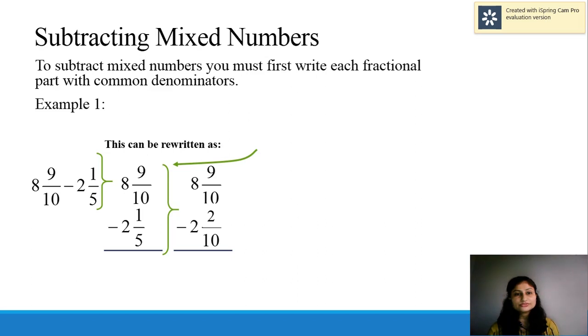Now 1 upon 5 becomes 2 upon 10. Why? Because we have multiplied 1 upon 5 by 2 to make the denominator equal, giving 2 upon 10. And 8 minus 2 is equal to 6, and 9 upon 10 minus 2 upon 10 is equal to 7 upon 10. So the answer is 6 integer 7 upon 10.